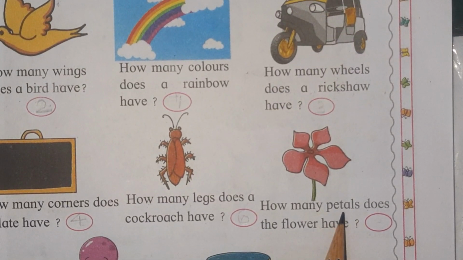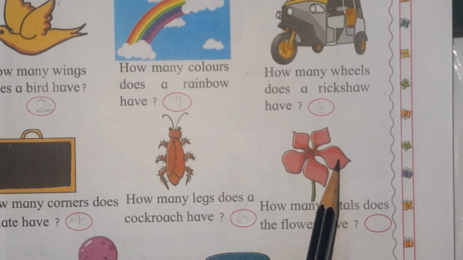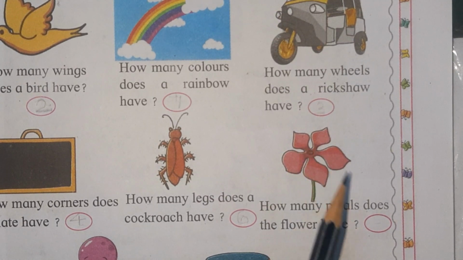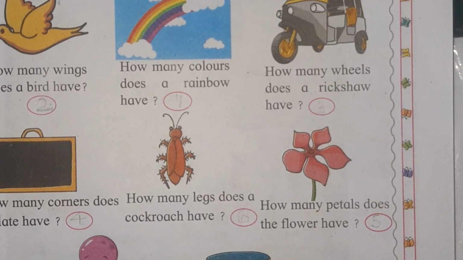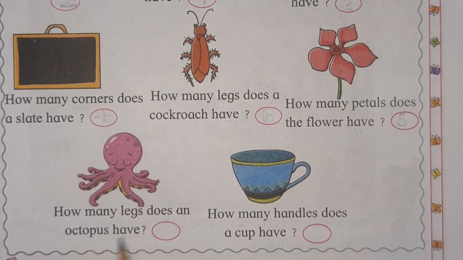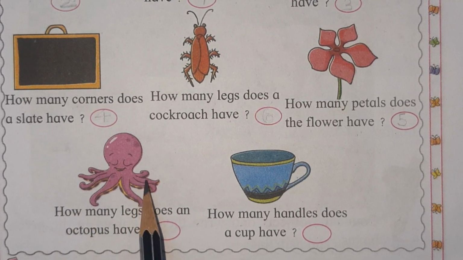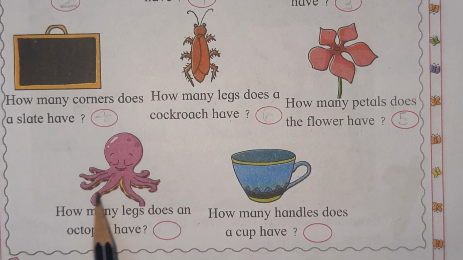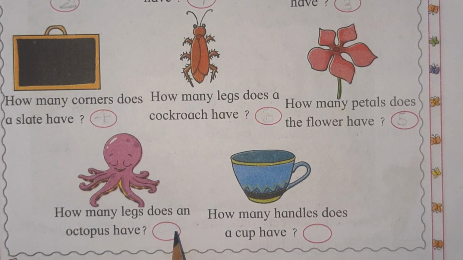How many petals does the flower have? 1, 2, 3, 4 and 5. How many petals? 5 petals. Now here. How many legs does an octopus have? We'll count. 1, 2, 3, 4, 5, 6, 7 and 8. So we'll write here 8.